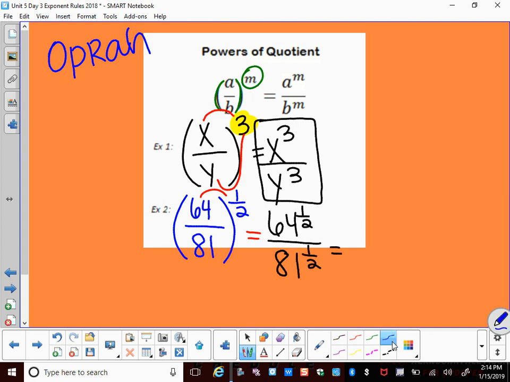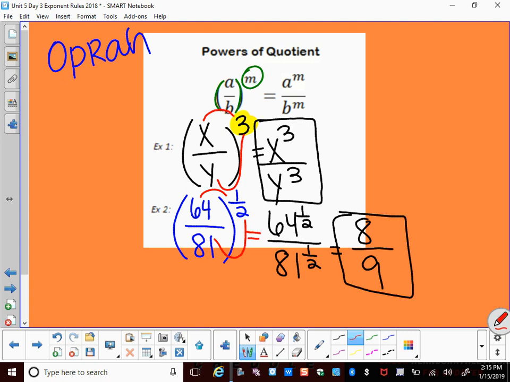Anything to the power of 1/2 is just saying, what's the square root of this? What's the square root of 64? 8. And the square root of 81? 9. This problem was on your homework, but you just did it all calculated, which is fine. You got a decimal, you hit math, enter, you got 8/9. But this is what we're doing. That 1/2 goes to everything. Does that make sense?